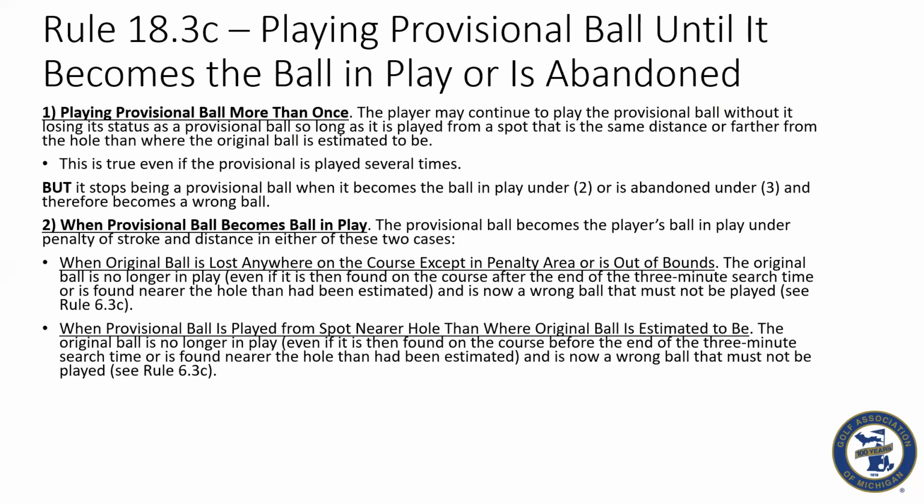All right, and then when a provisional ball is played from a spot nearer the hole than where the original ball is estimated to be. So that's the one we just talked about here. And again, in that case, the original ball is not in play, even if we have found it on the course.